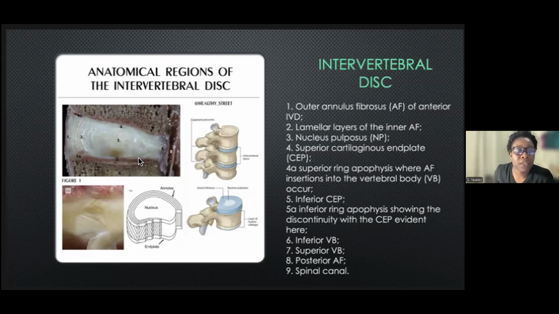composition. So if you look on the left-hand side, you have a cadaver specimen of the intervertebral disc. Number 3 is the nucleus pulposus. Number 4 is the superior cartilaginous end plate, or CEP. Number 5 would be the inferior CEP. Number 8 would be the posterior annulus fibrosus, or AF. Number 9 being the spinal cord. Now you have 5A and 4A, which would be the inferior and superior ring apophyses, respectively, where the AF actually inserts into the vertebral body. And then number 1 is the outer annulus fibrosus.